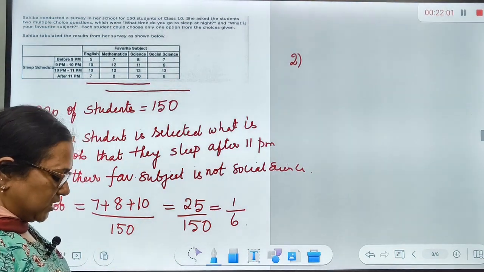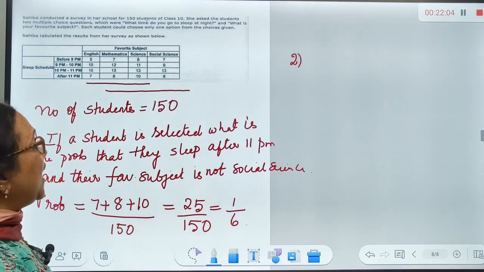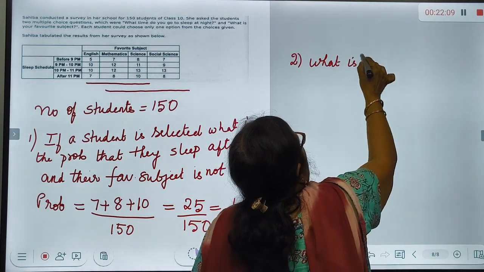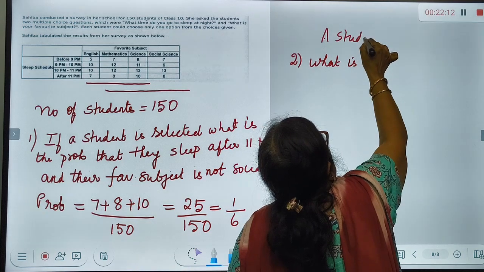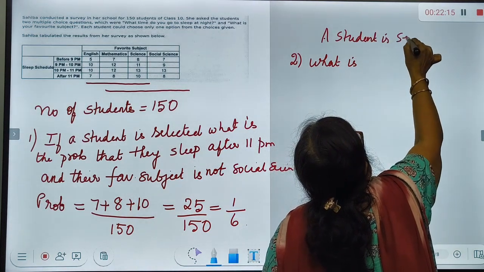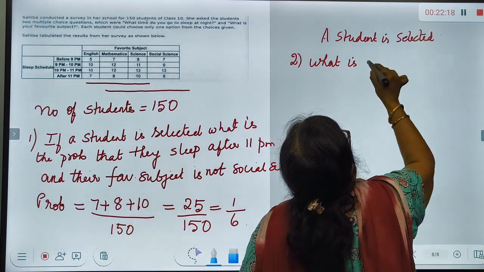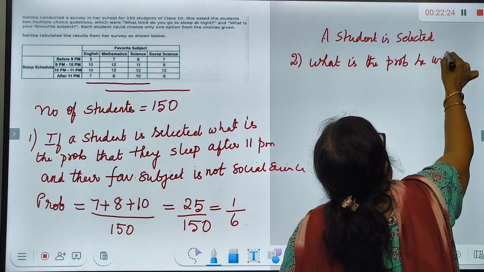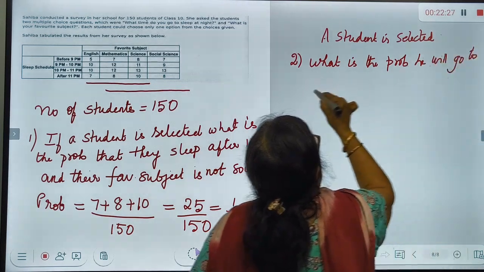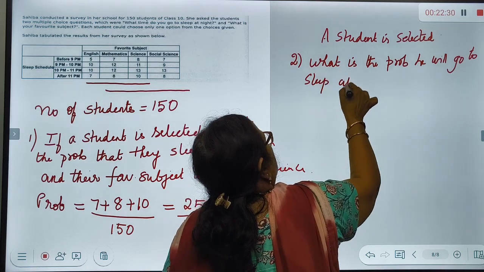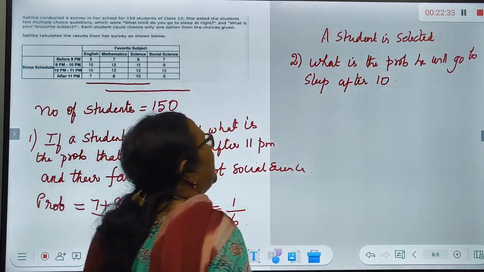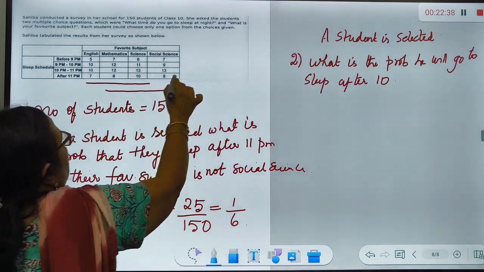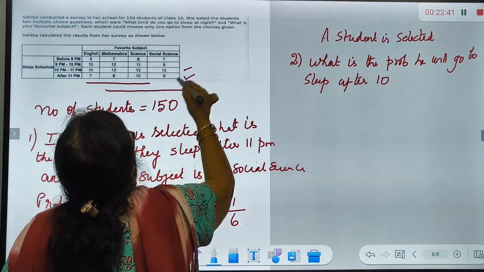Now if a student is selected, what is the probability they go to sleep after 10 p.m.? What is the probability a student is selected will go to sleep after 10? So after 10 means it should also include after 11. They have not specified any subject. That means I can include the last two rows.